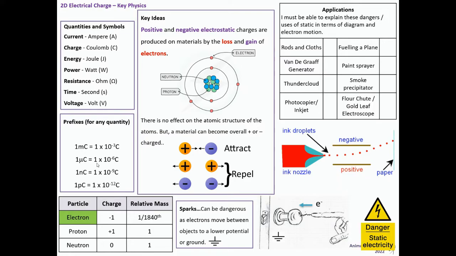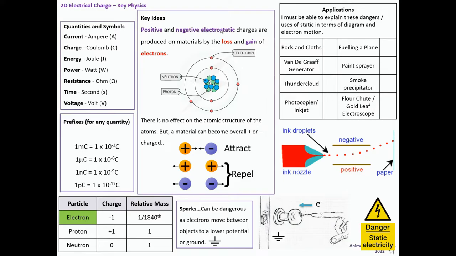Prefixes. Because there's not a lot of charge on individual particles, we sometimes deal in smaller units. So we've got millicoulomb, micro, nano, and pico. So 10 to the minus 3, minus 6, minus 9, minus 12. You need to be familiar with those ideas.